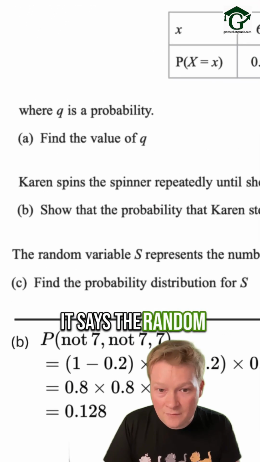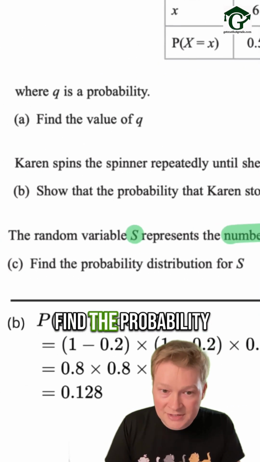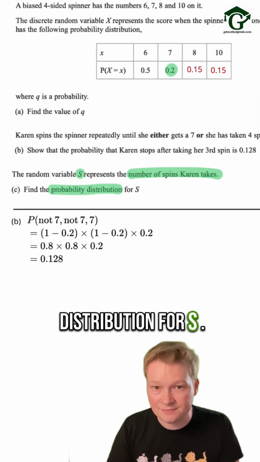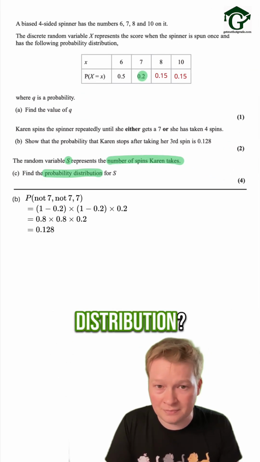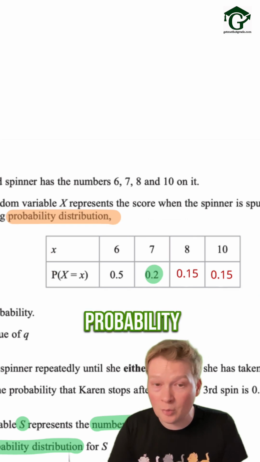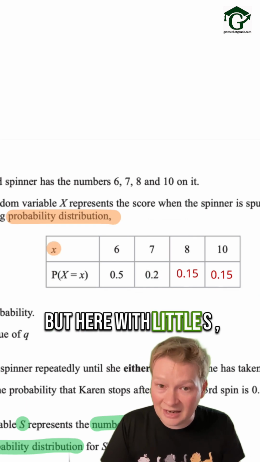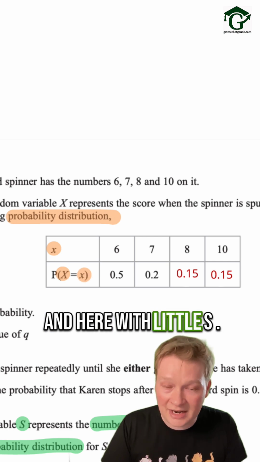Part C. It says the random variable s represents the number of spins that Karen takes. Find the probability distribution for s. What do we mean by a probability distribution? Well, we've got an example of one in the table here. That table is the probability distribution. So we need to come up with a similar table, but here with capital S, and here with little s.